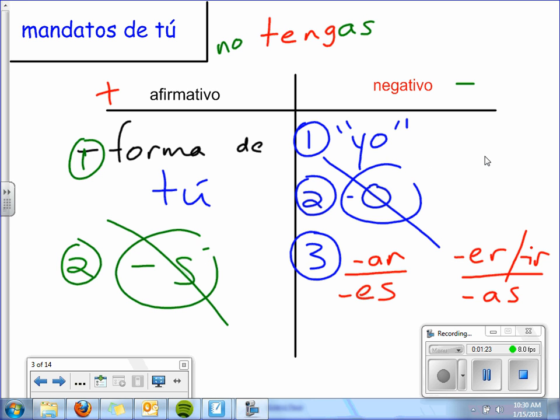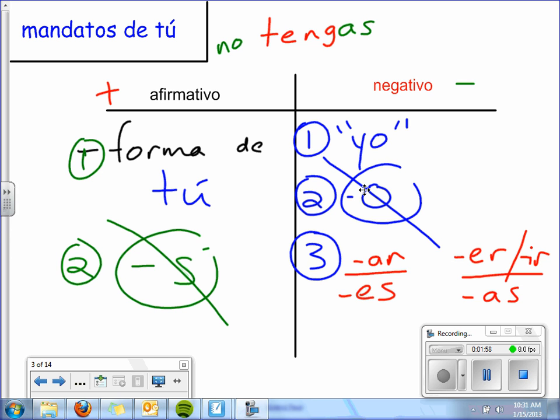Negative commands, mandatos negativos, have a few more steps. You're telling somebody don't do this. First, you take the yo form of the verb in the present tense. The reason we do that is that some verbs are irregular in the yo form. Let's take the verb tener, for example, to have. Tener in the yo form in the present tense is, you guessed it, Mariah, yo tengo. So you take the yo form of the verb.